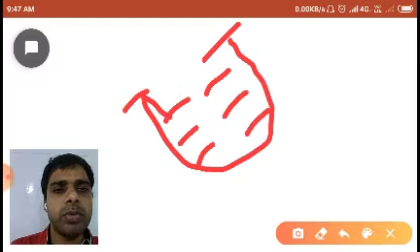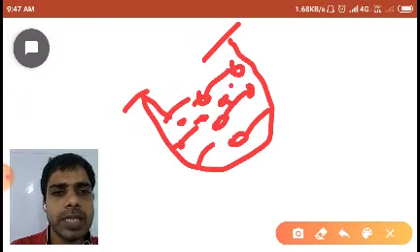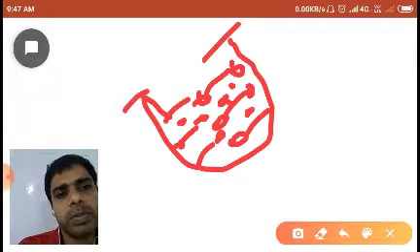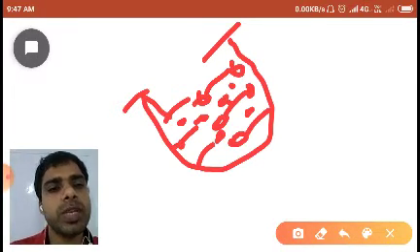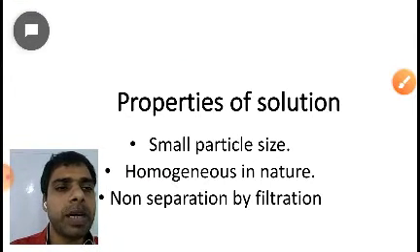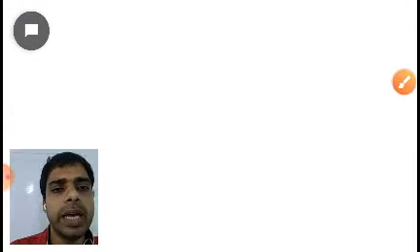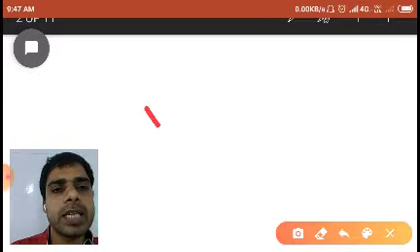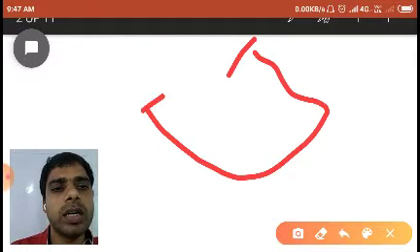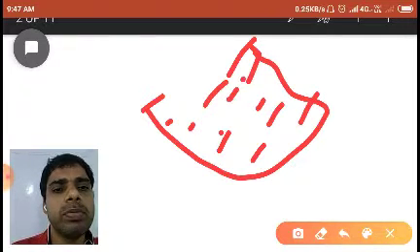Homogeneous mixture means everywhere you will see that salt is uniformly present in the mixture, so we can say this is a homogeneous mixture. Now the third one, non-separation by filtration. And we all know that if I take the example of salt plus water, it cannot be filtered by any filtration procedure.